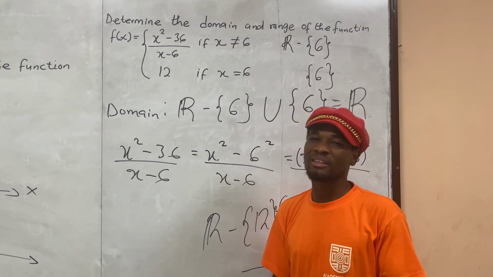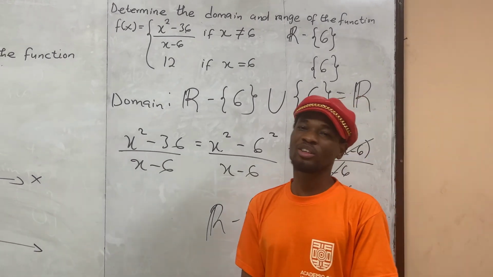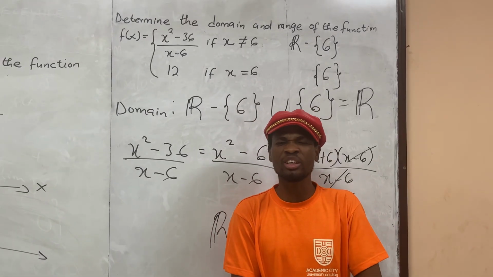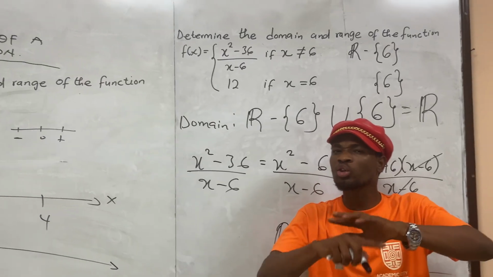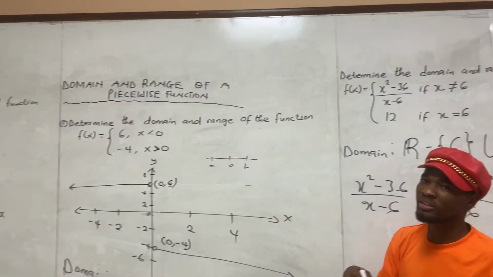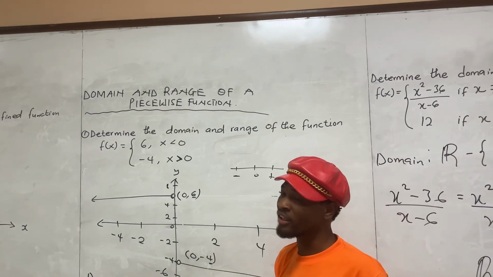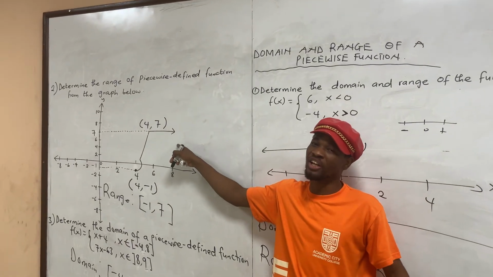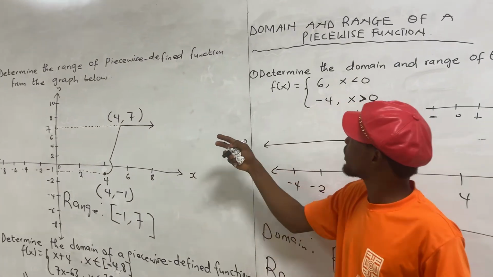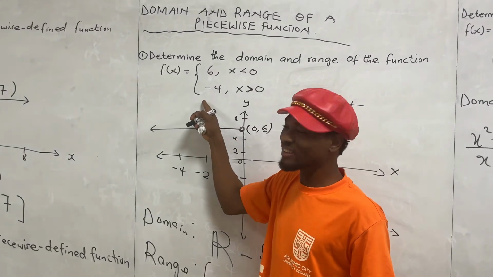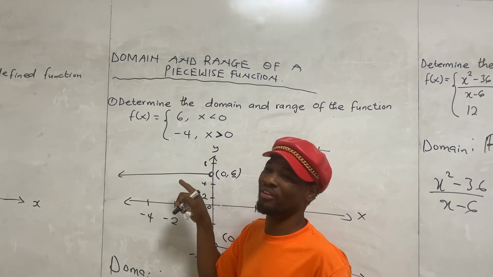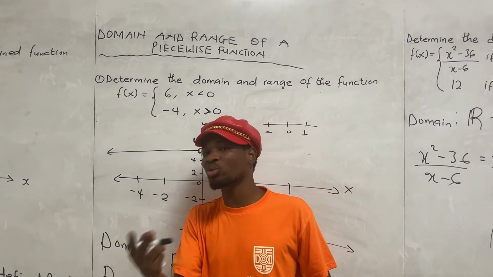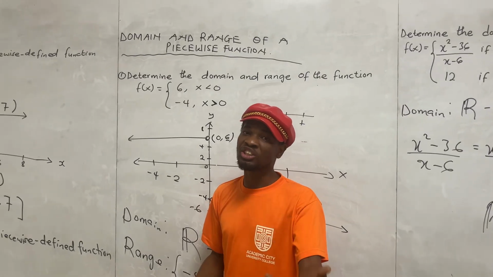Viewers, this is the end of the tutorials on range and domain of piecewise defined functions. In these tutorials, we've learned various ways and means to write down the domain and range. You can be given the graph and asked to write down your range and your domain. At times too, you can be given the function itself, and you have to graph it in order to find your range and your domain.